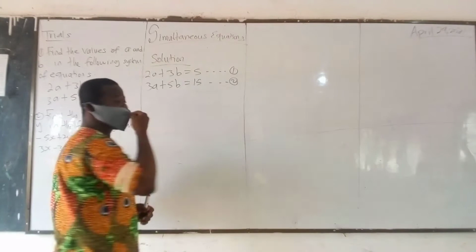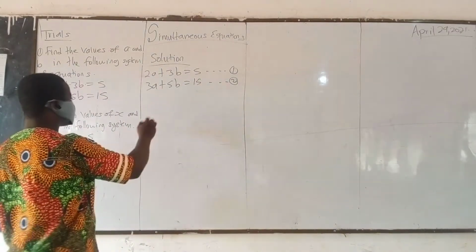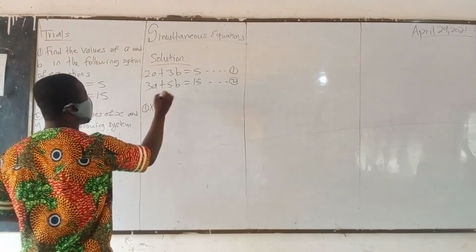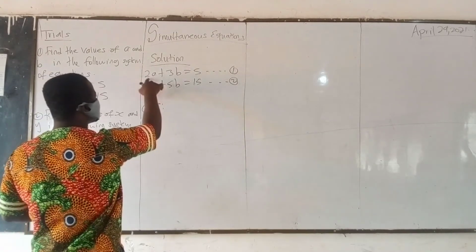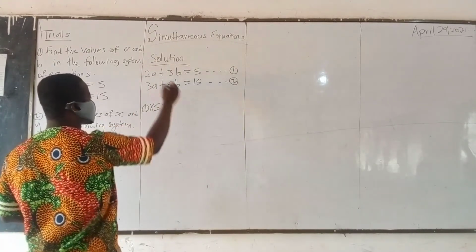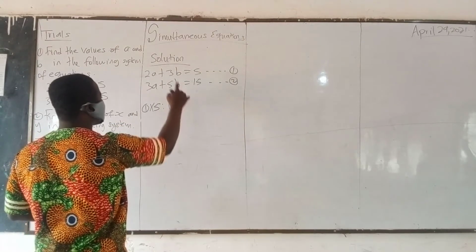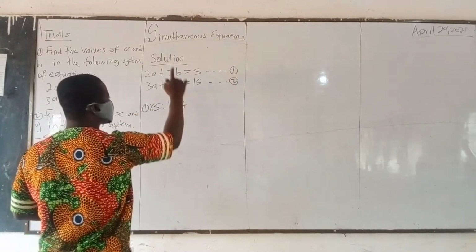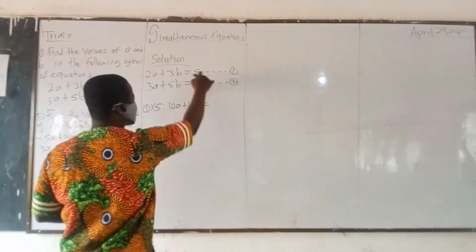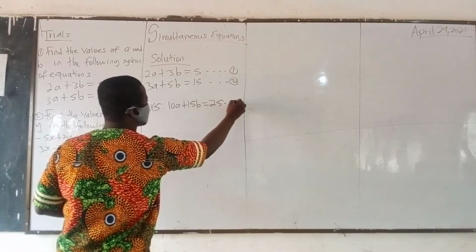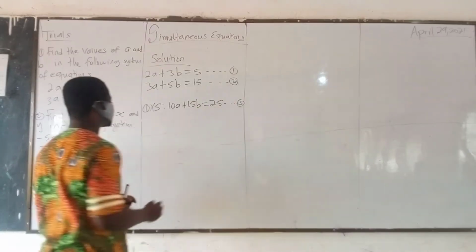Alright, so equation 1 by 5 gives us what? Yes? 5 times 2a gives us 10a plus 15b. So 5 times 3 is 15, right? 15b. And then 5 times 5 is 25. Let's call this one equation number 3.